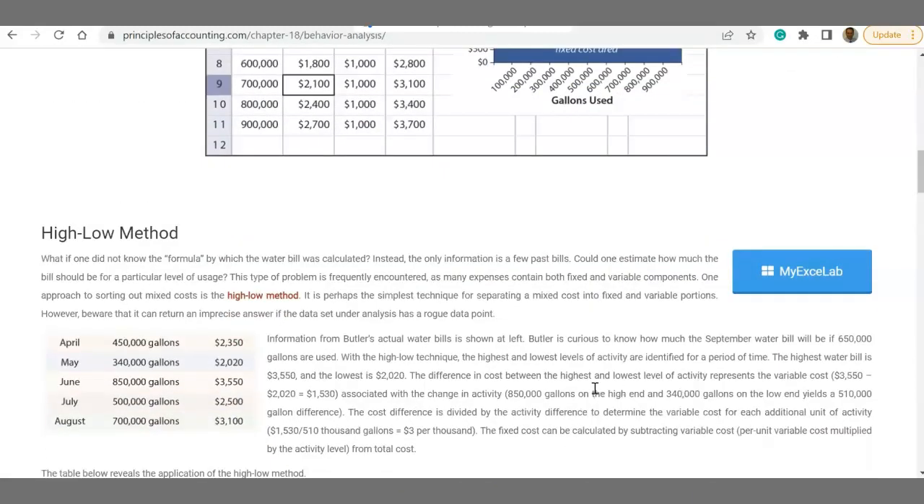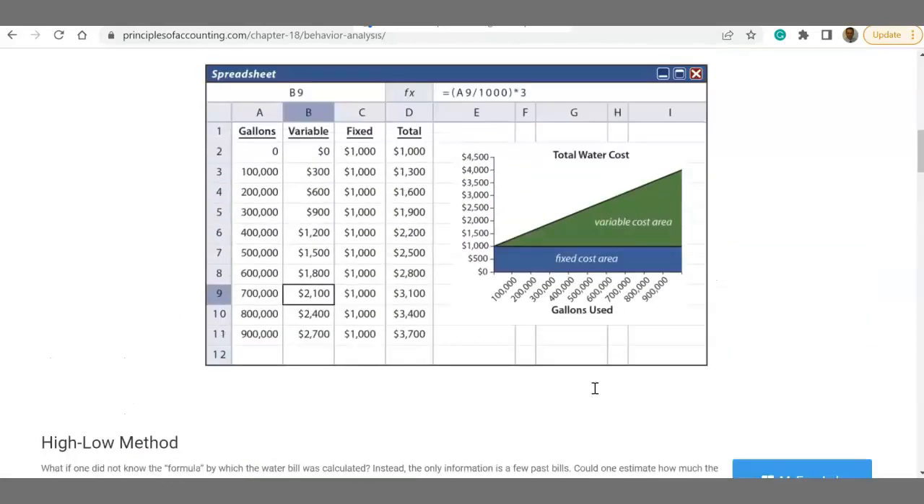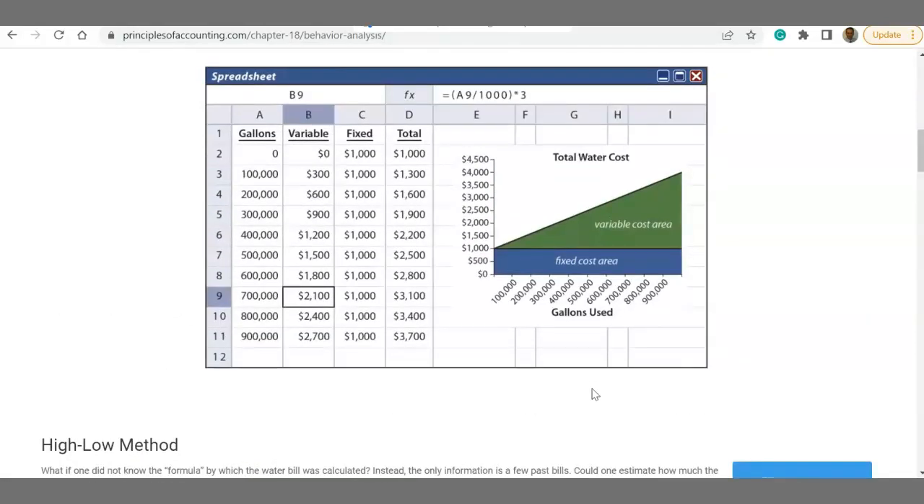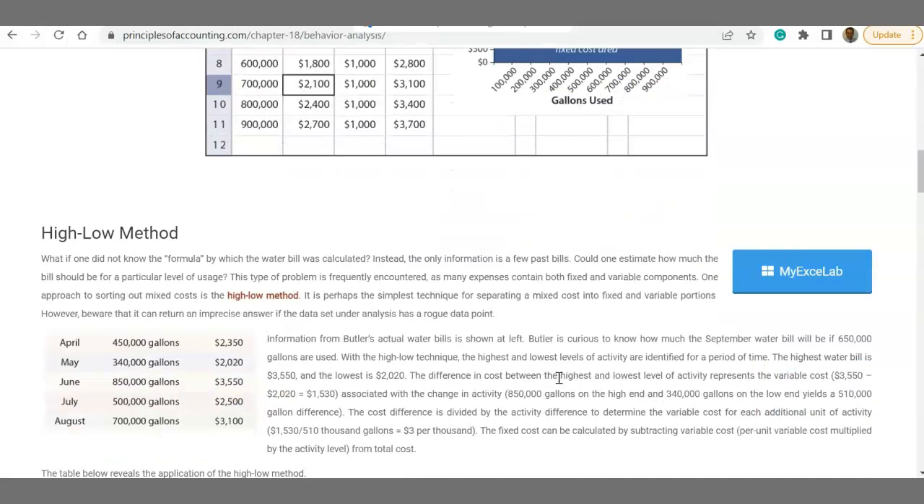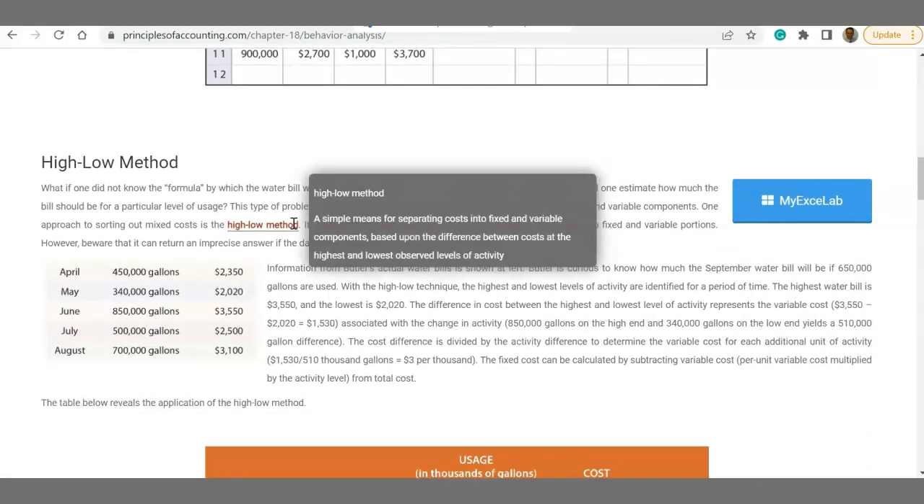So let's see. Here it says, what is the high-low method anyway? It says a simple means for separating costs into fixed and variable components based upon the differences between costs at the highest and lowest observable levels of activity.